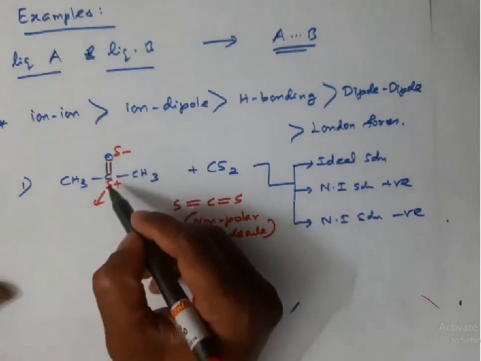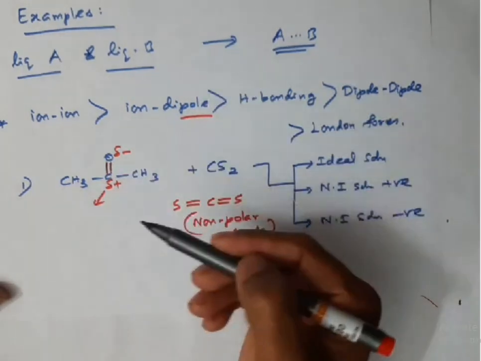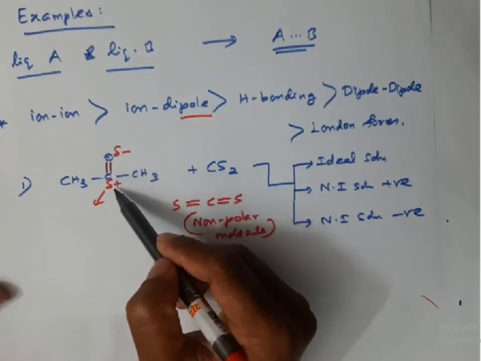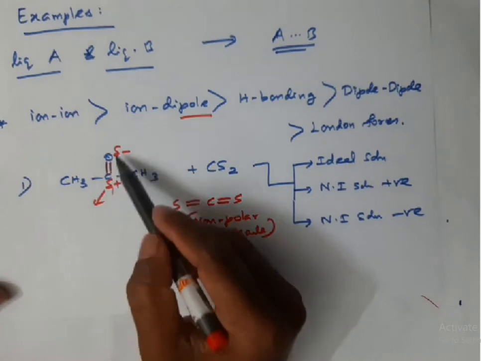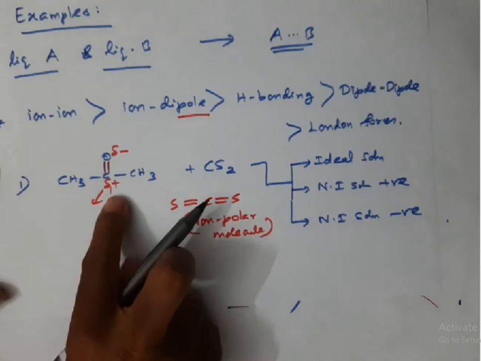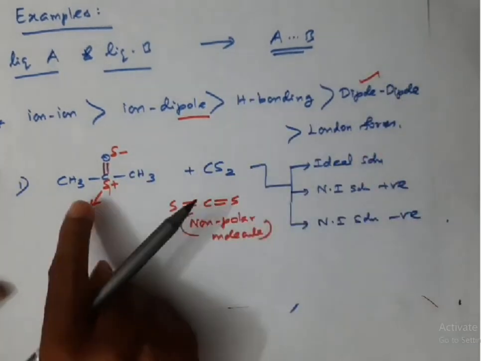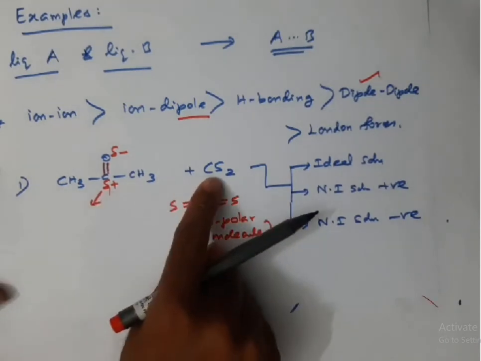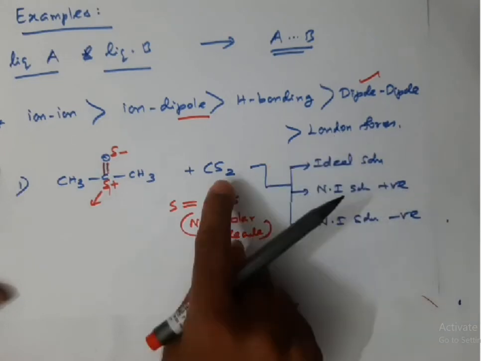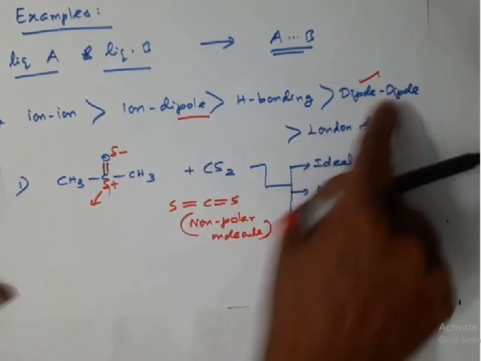You will get dipole. Pole means charge. You know very well, pole means charge. Dipole means two charges. I am getting a partial negative charge on oxygen and a partial positive charge on carbon, so I am getting a dipole. Between acetone molecules, this is a dipole, so here we will get dipole attraction. In carbon disulfide, it is non-polar molecule, so we have London forces. So in carbon disulfide we have only London forces, whereas in acetone we have dipole attraction. Which is stronger?